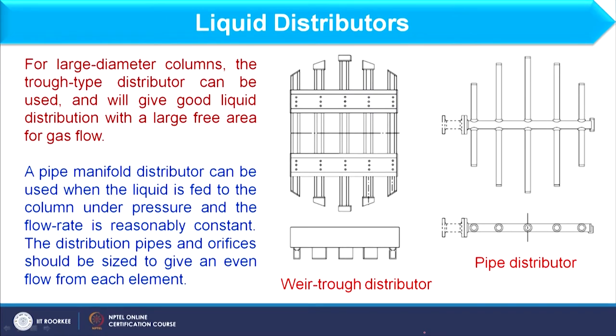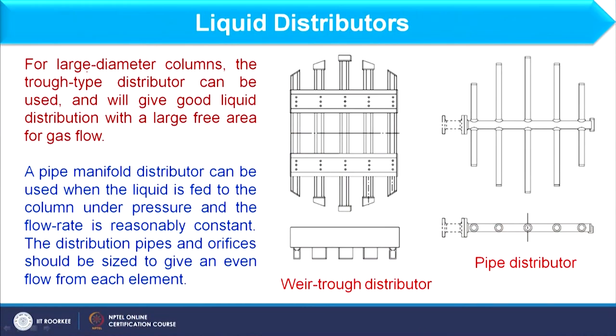And now we have some more types of liquid distributor, such as for larger diameter columns, the trough type distributor can be used and will give good liquid distribution with a large free area for gas flow. Okay. So, if you consider here, we have the gas flow opening. However, liquid distribution can be done with these pipes also. Okay. So, that is basically the trough type of distributor.